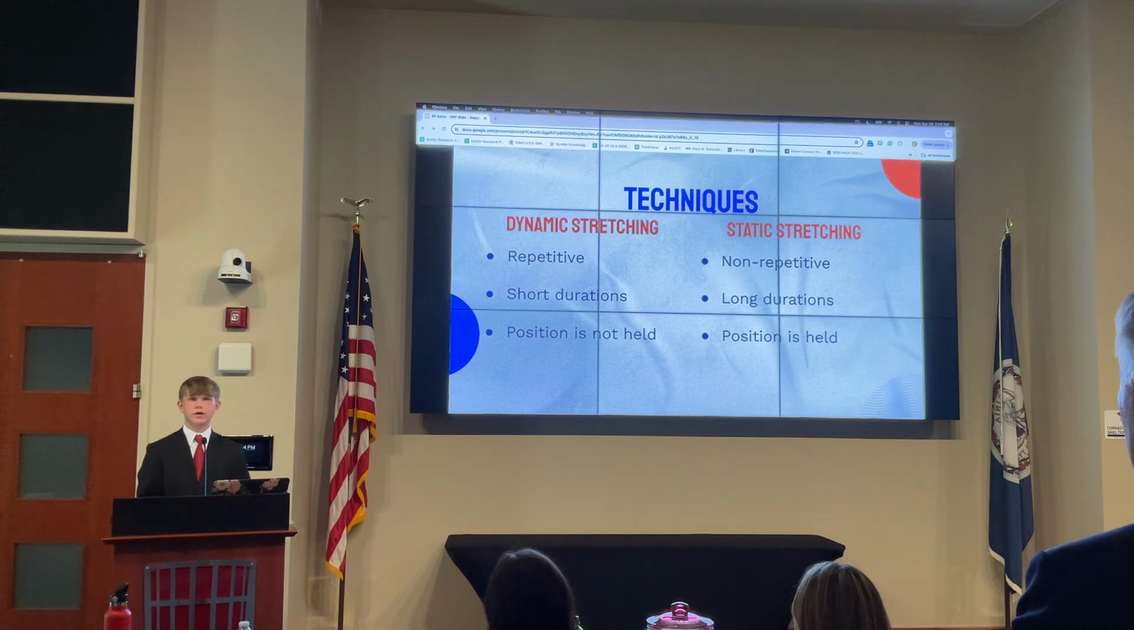Through my research, I studied the two most used stretching techniques and their effects on muscles. The two most relevant stretching techniques that are used today are dynamic and static stretching. Dynamic stretching is done repetitively in shorter durations where the end position is not held. Static stretching is done non-repetitively where the end position is held for a longer duration of time.